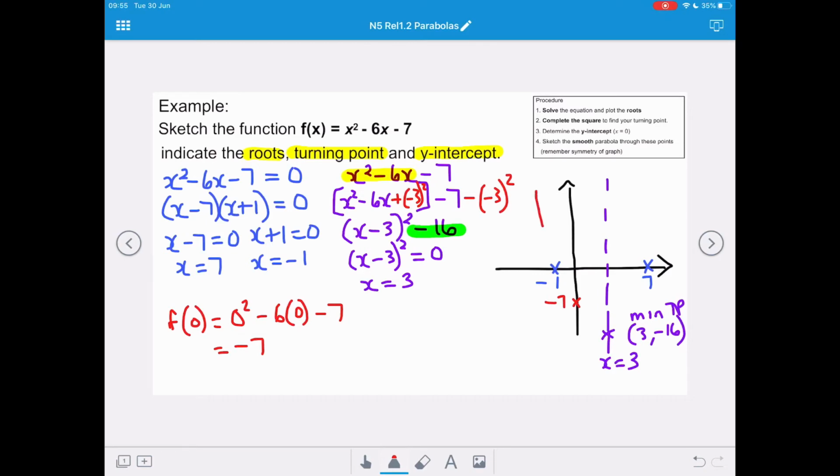And then we're going to sketch the smooth parabola through these points, remembering the symmetry of our curve. And finally, we need to label our curve with f of x equals x squared minus 6x minus 7.